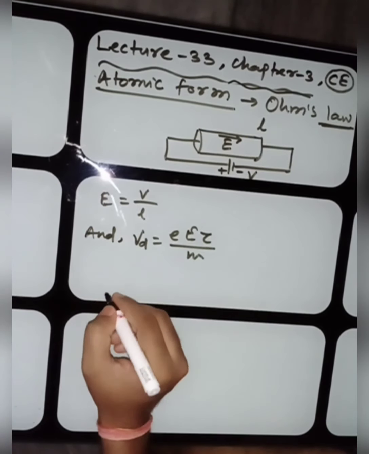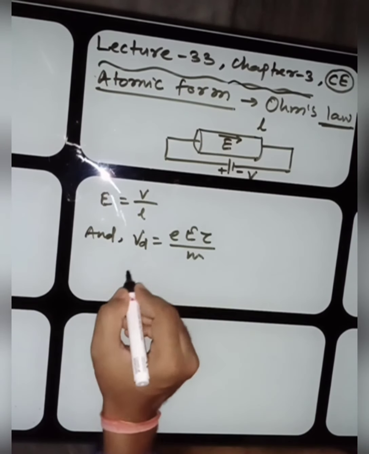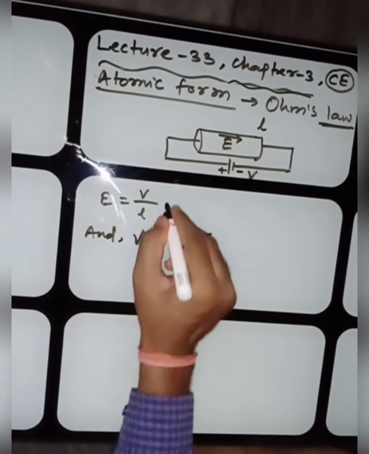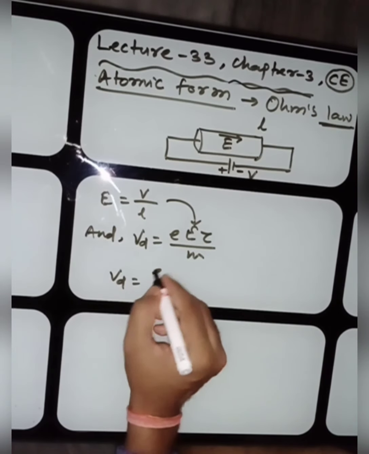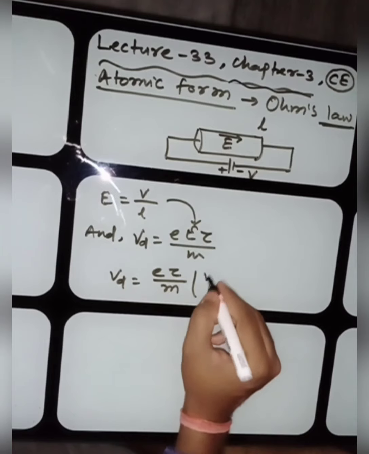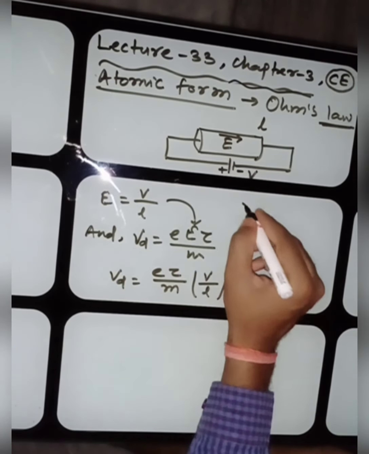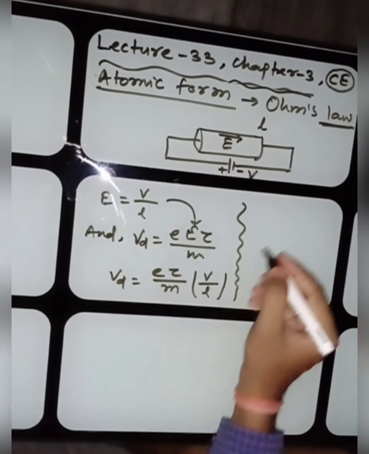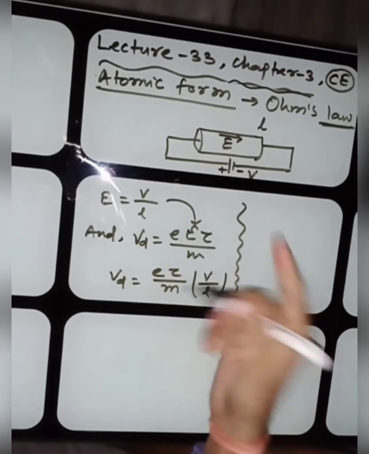And if this is the drift speed, then this drift speed can also be written by replacing this electric field by this equation. If we put this electric field over here, then drift speed will have eτ/m into E, which is V by L. Yes, we can write. Now, my dear student, you can simplify this and compare it with the electric current.